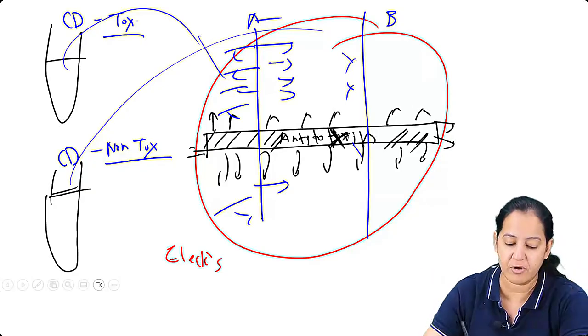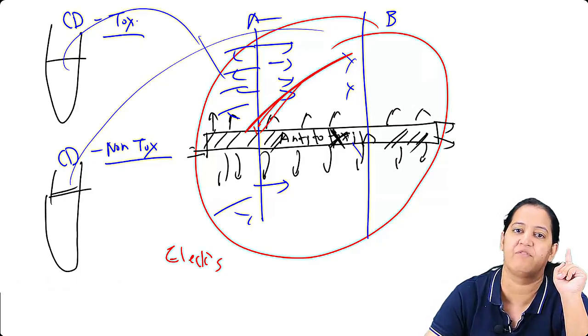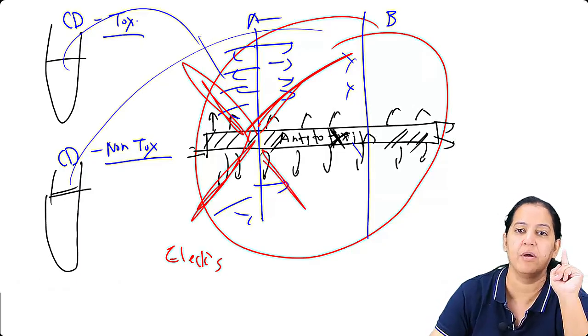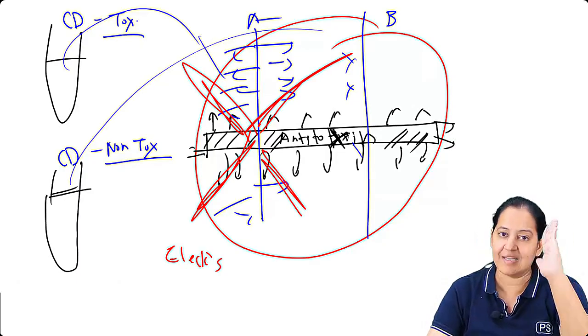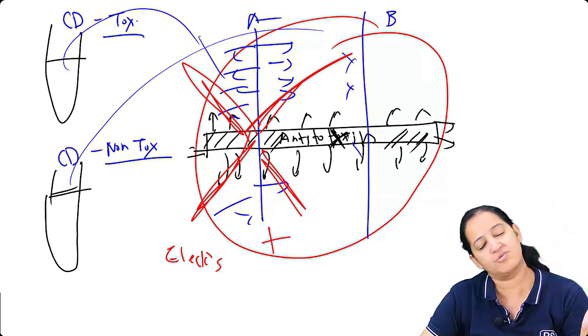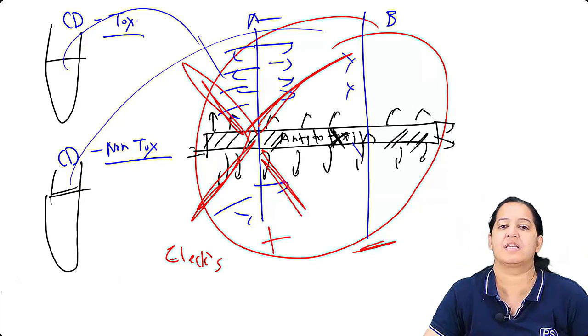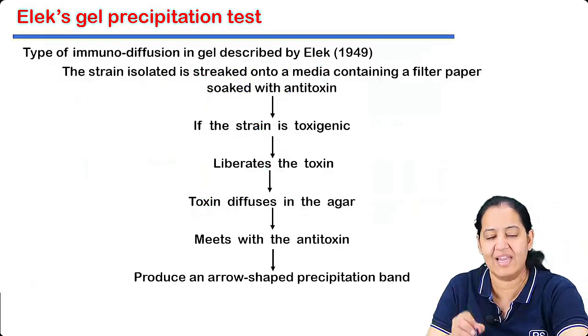So wherever toxin and antitoxin will meet, the bands will form. The bands of precipitation will form. So the strain which is giving bands of precipitation is positive. The strain which is not giving bands of precipitation is negative. Say yes. This is Elek's gel precipitation test.